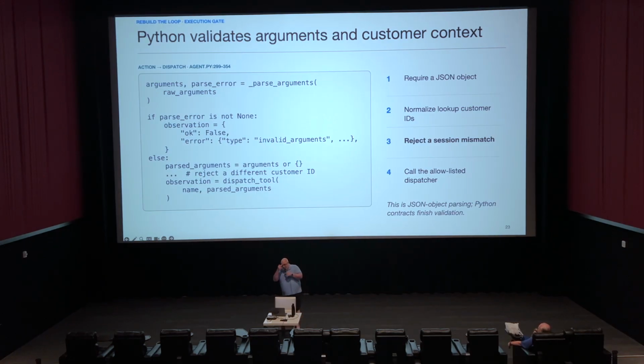So again, arguments must parse as a JSON object. Customer context is checked before the dispatch, and only validated requests reach the allow list to dispatcher, right? So again, never trust that the AI knows what it's doing. Always validate the data. Don't just be like, oh, I've got a JSON object, I'm going to turn that into a dictionary, I'm going to pass it to a function.